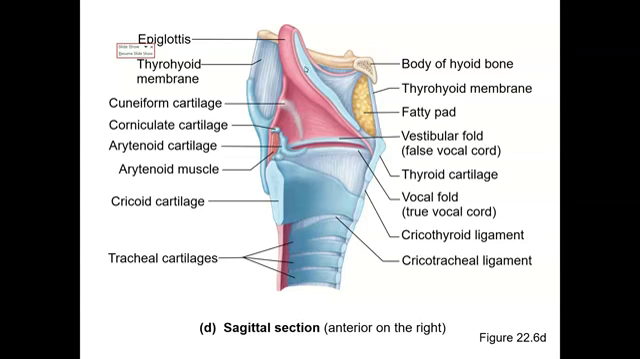Just remember your epiglottis, your vocal folds, and the big cartilage is the thyroid cartilage at the front, and then our cricoid cartilage at the bottom here. And again, this is the front, ventral, this is dorsal. So your epiglottis basically shuts off towards the back.